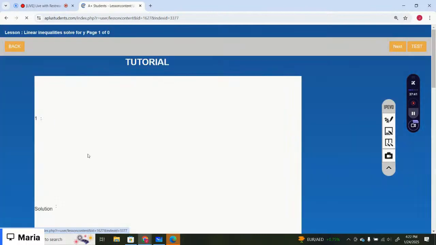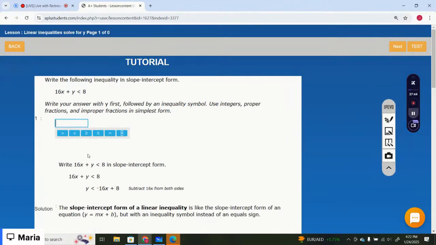Linear inequalities: solve for y. 16x plus y is less than 8. You need to write down the inequality in slope-intercept form.